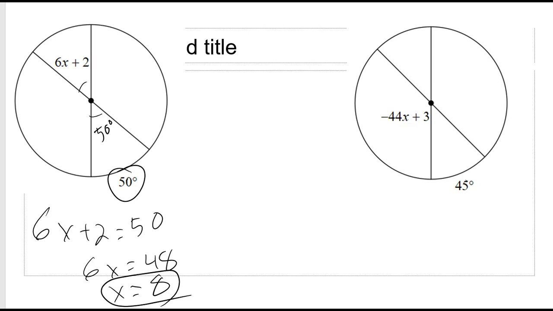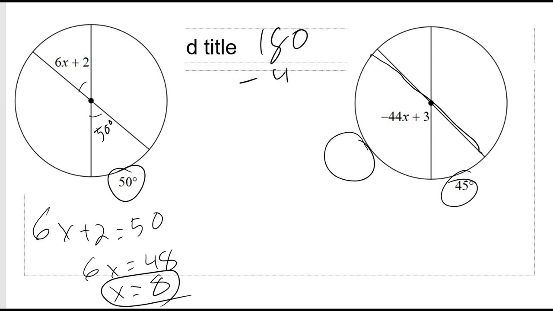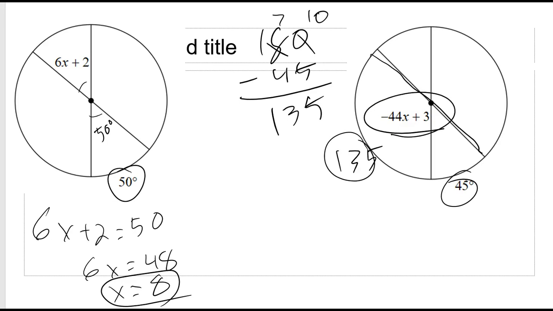Now my right one, these are not going to be congruent. But what I am going to do is this is a diameter. So that means this plus this angle, this arc angle measurement, is going to add up to 180. So I'm going to take 180 minus 45, and I get 135. So I know from central angles that those two have to be the same.